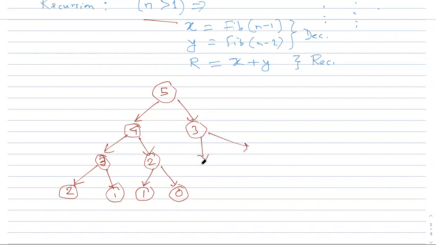3 is broken down into 2 and 1. 2 gets broken down into 1 and 0. Similarly, this gets broken down into 1 and 0.